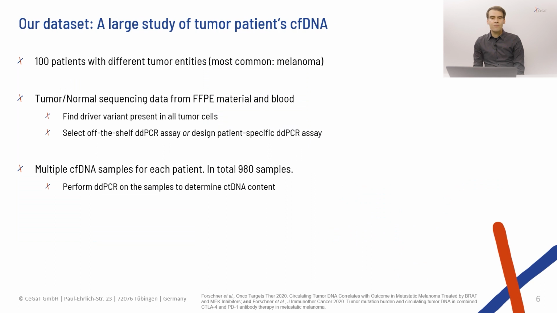We selected 100 patients with different tumor entities for which we did tumor sequencing and blood sequencing to determine their driver variants. Then we selected assays for digital droplet PCR, a method to very sensitively find mutations. And we collected liquid biopsy samples from these patients over time. We collected an average of 10 samples per patient and performed ddPCR to look at these samples and their disease recurrence.